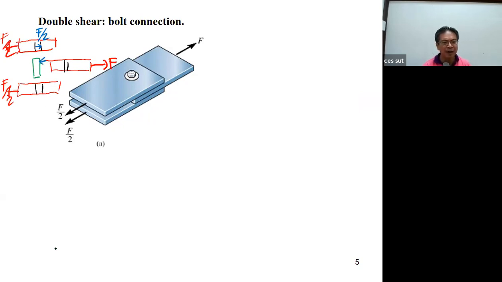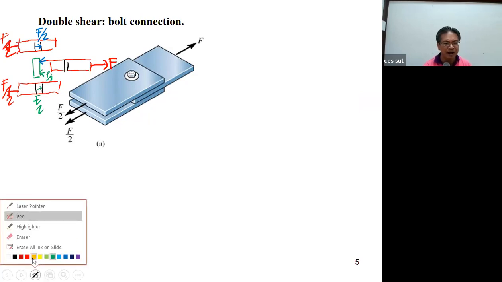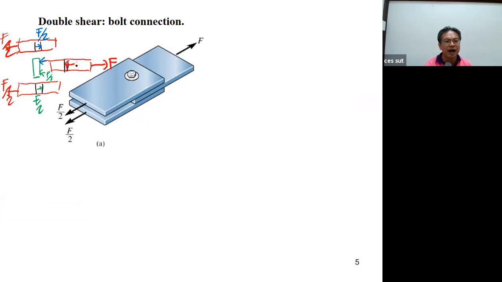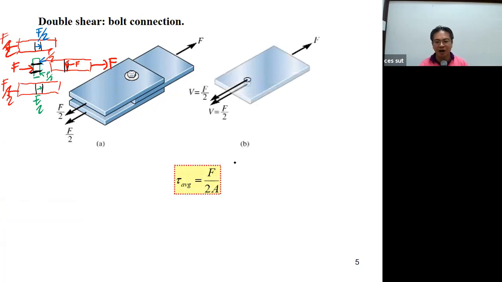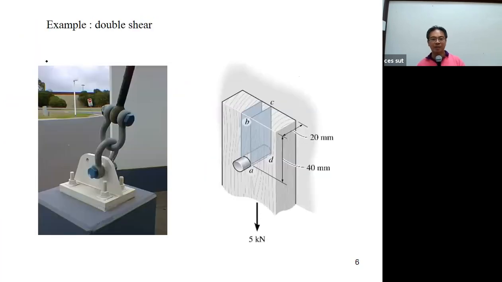And then also we have the force F over 2 here, which is going to act here. And then the force F here requires the resistance force F here. And the resistance F here, on this side of the bolt, is going to be F. So it's balanced. This is F over 2 plus F over 2 is going to be F. But this time the shear plane is going to be double like this. By using this one, the shear is going to be F over 2, and then divided by A.